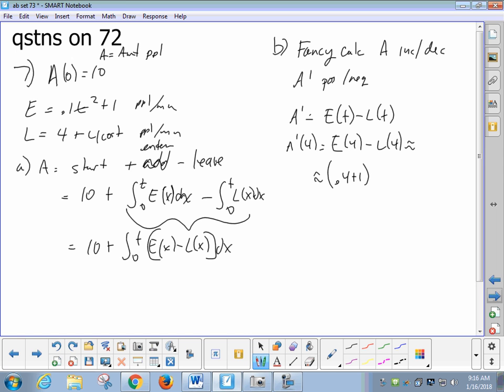Which is something like 0.4 plus 1 minus 4 plus 4 cosine 4. I have no idea what that is. Whatever that is, we're going to look at our sign. Does somebody have a number for that? Positive? Do you see that that's a problem? You can't read your own writing, you goofball? Negative? I got some negatives, some positives. Golly.